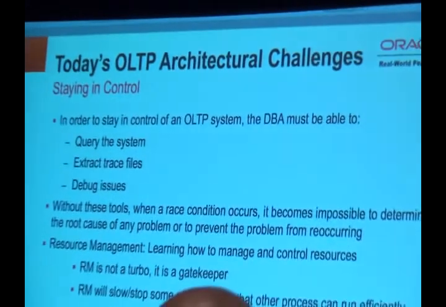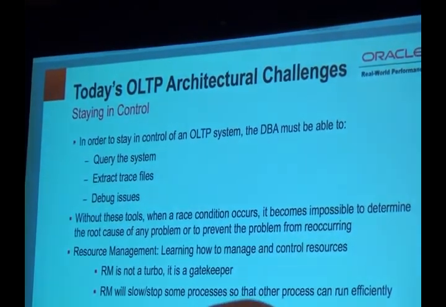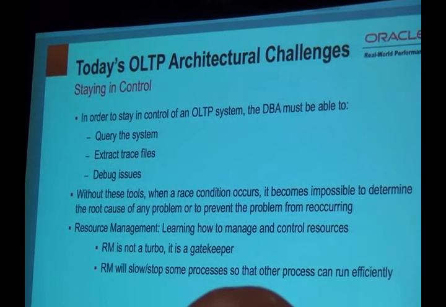So in terms of getting back in control, the DBA, we noticed when we got into the race condition, the monitoring tools couldn't keep up. How many times do you find EM can't keep up? It just sort of goes... literally does nothing. So you need to be able to query the system. If you can't get anything back from the keyboard, how do you get a trace file out? Impossible. And debug issues. And so it comes down to resource management.